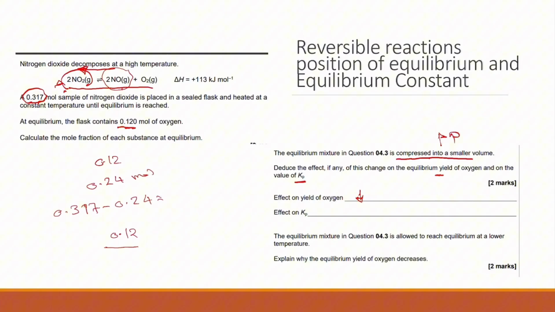And then finally, they can ask you about the effect of temperature on equilibrium. So the equilibrium mixture is allowed to reach equilibrium at a lower temperature. Explain why the yield of the oxygen decreases in this case. If we decrease the temperature, that means the equilibrium will be shifted towards the exothermic side, and the oxygen is produced in the endothermic side.